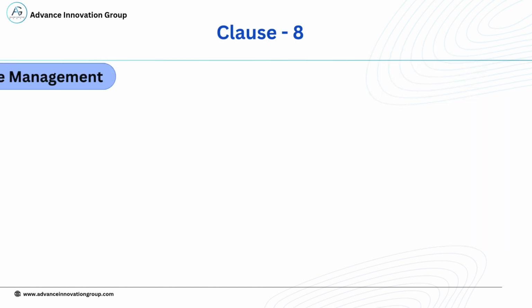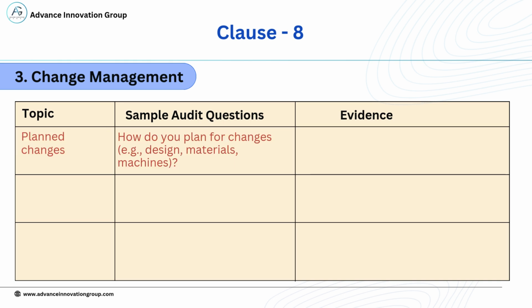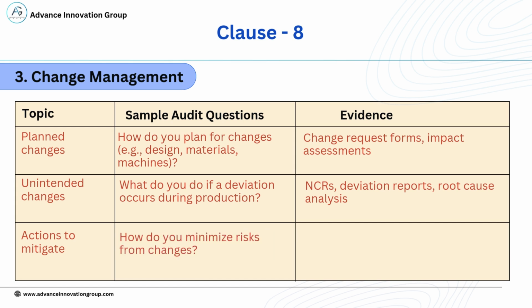3. Change management. Topic, sample audit questions, evidence. Plan changes. How do you plan for changes, e.g., design, materials, machines? Change request forms, impact assessments. Unintended changes. What do you do if a deviation occurs during production? NCRs, deviation reports, root cause analysis, actions to mitigate. How do you minimize risk from changes?